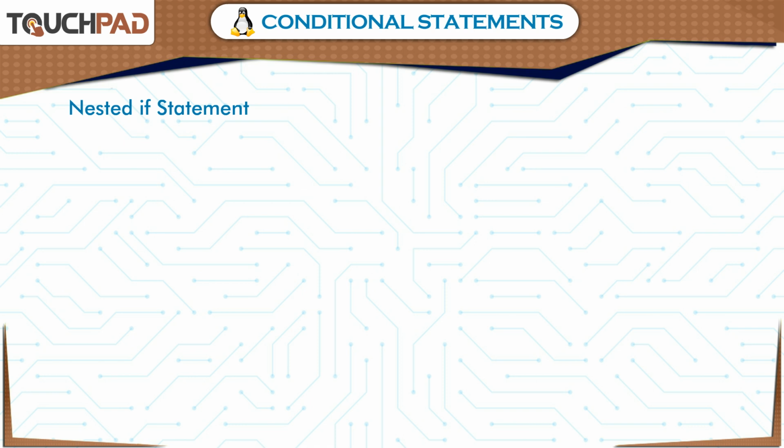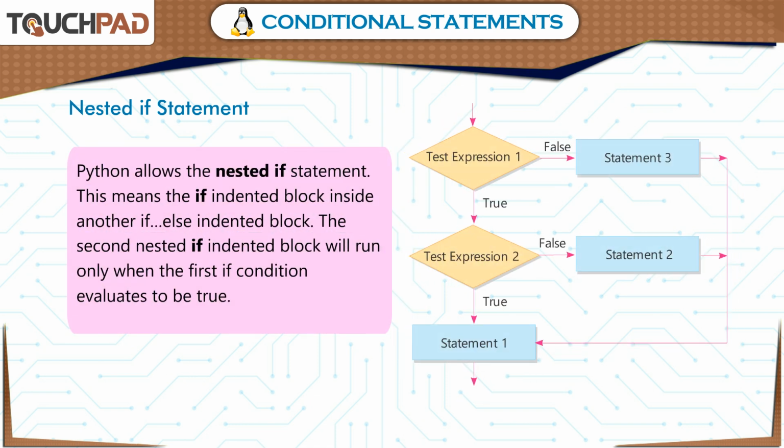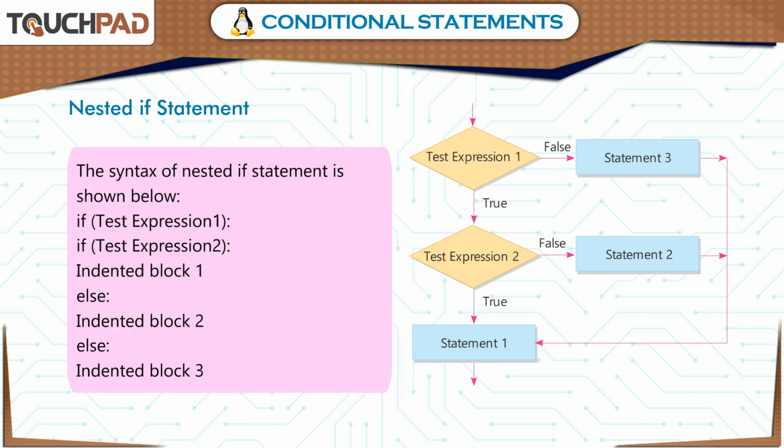Nested if statement. Python allows the nested if statement. This means the if indented block inside another if-else indented block. The second nested if indented block will run only when the first if condition evaluates to be true. The syntax of nested if statement is shown below. If test expression 1, if test expression 2, indented block 1, else indented block 2, else indented block 3.